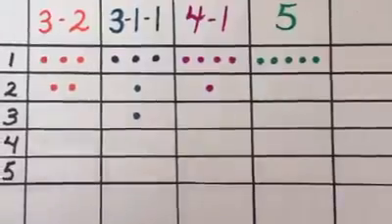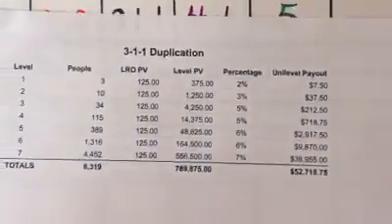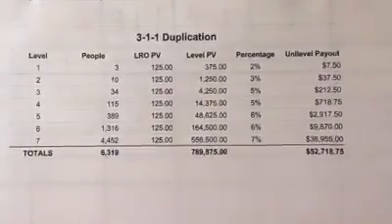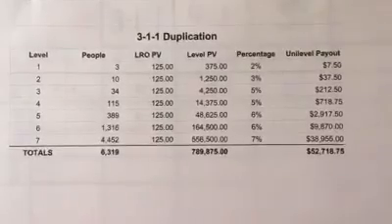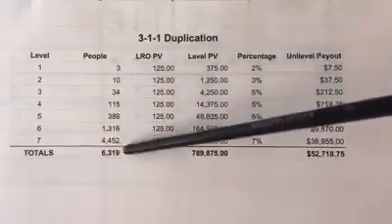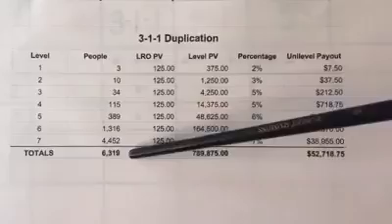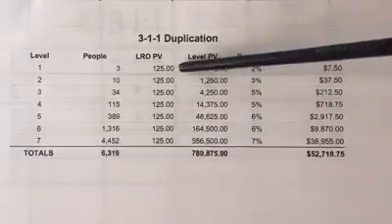Let me just show you one example here of the 3 by 1 by 1. So meaning 3 on your top level, 1 on your second, and 1 on your third. So this is showing you how many people are on each level, total number of people in your whole organization on those 7 levels on which you're paid, and multiplied times 125 PV.